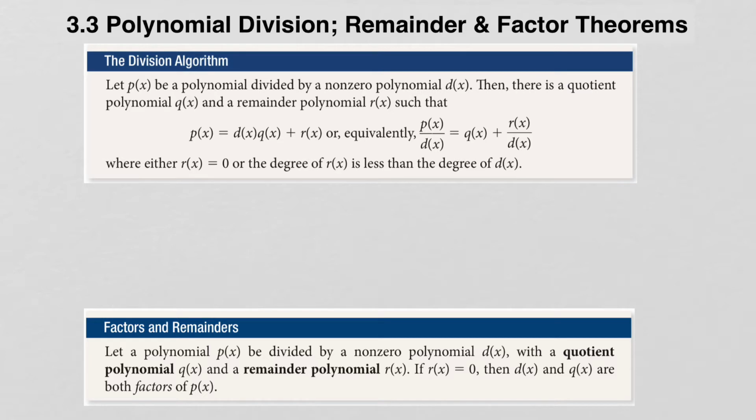So let p of x be a polynomial divided by a non-zero polynomial d of x. Then there is a quotient polynomial q of x and a remainder polynomial r of x, such that p of x is equal to d of x times q of x plus r of x, or equivalently we can say p of x divided by d of x equals q of x plus r of x divided by d of x, where either r of x equals 0 or the degree of r of x is less than the degree of d of x.